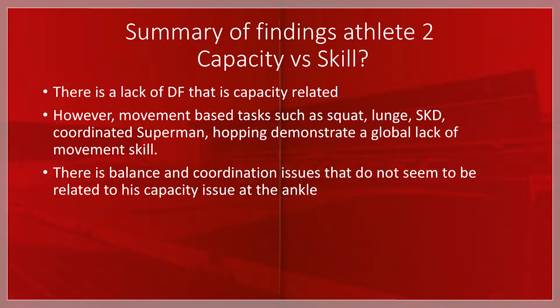Summary of findings for athlete 2. The athlete does have a capacity issue at the ankle with reduced dorsiflexion. However, this is a skill problem. Movement-based tasks such as bodyweight squat, lunging, single knee dip, coordinated Superman and hopping demonstrate a global lack of movement skill. There are balance and coordination issues with the movements that do not seem to relate to his capacity. This is the reason why this is a skill issue and not a capacity issue.